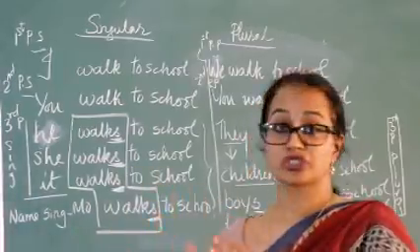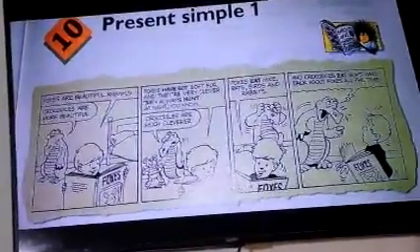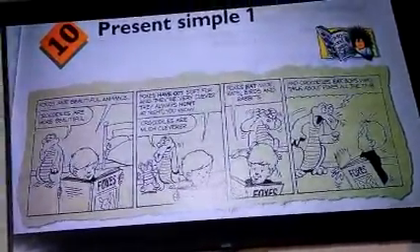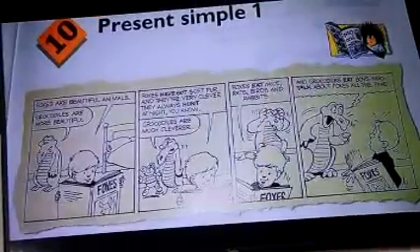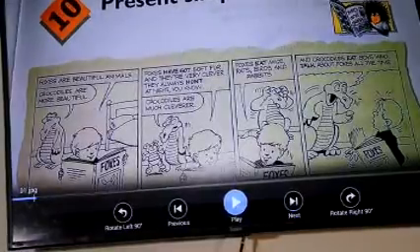Okay, so I'm not going to confuse you more. I hope you got the cartoon strip. I hope you understood that it is written in simple present tense. Yes? Now let's move on to the next slide and try to answer the questions.